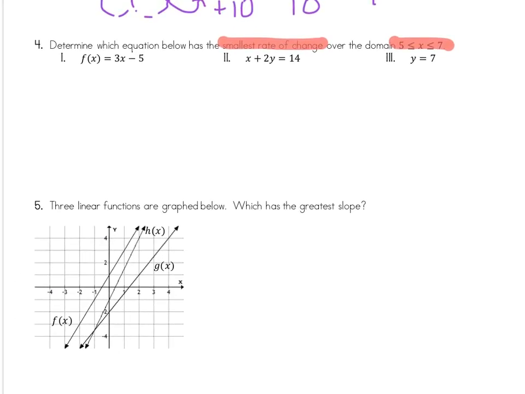All right, well, let's look at number 1. It's written in y equals mx plus b form. Well, my m is my slope, so 3 is my slope.